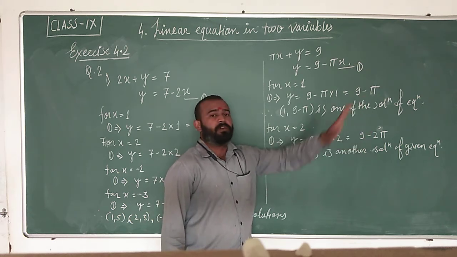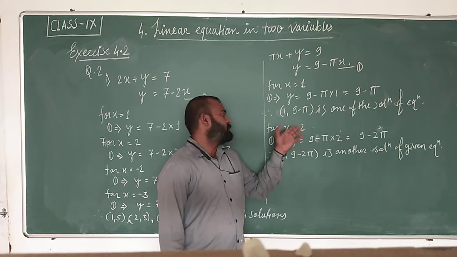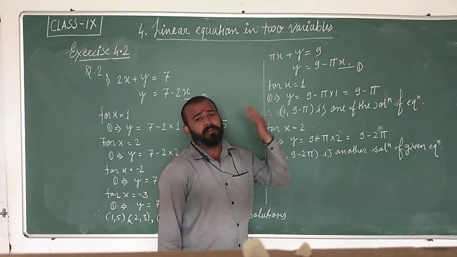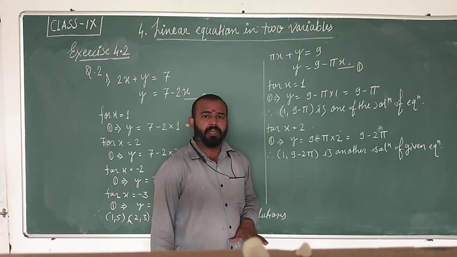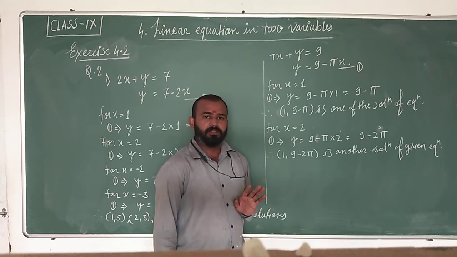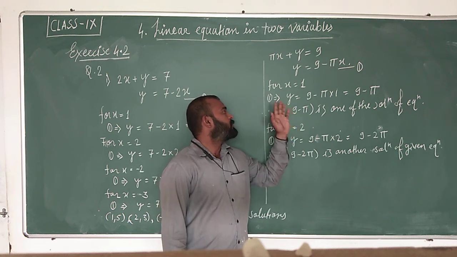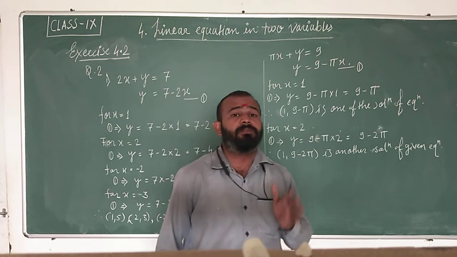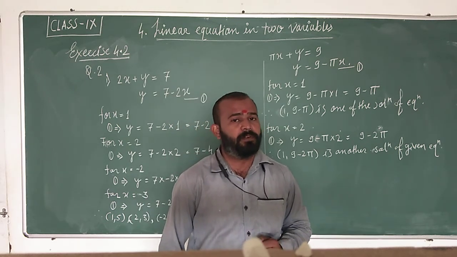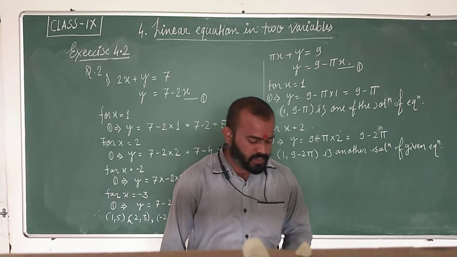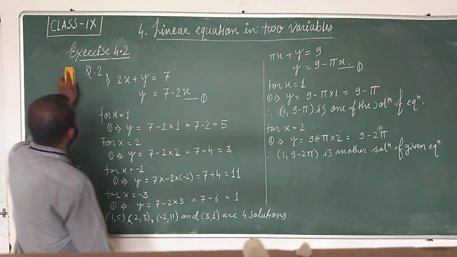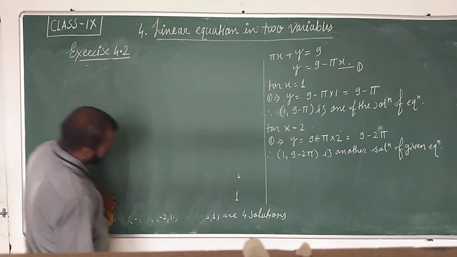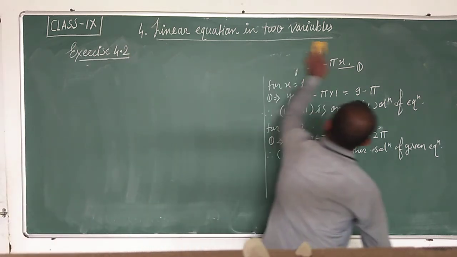This way you can put the values of x, whatever you like, and you will get the value of y. Or you can put the values of y and you will get the corresponding values of x. Nothing difficult in this. Just put the value of one variable and you will get the value of the other variable. That will be called a solution of the given equation. Okay? Next question, question number 3. It is very easy. Two I have done, two you have to do.